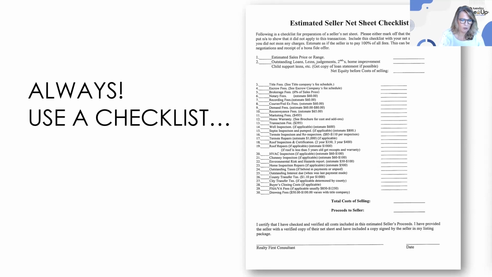Exactly. They think that they owe $100,000 on this property, right? Or they're going to walk away with 100,000. Is that true? No, they're not going to walk away with 100,000. So we want to know what the outstanding loans are. We also want to know if they have any liens or judgments.